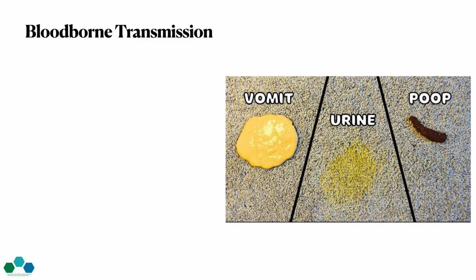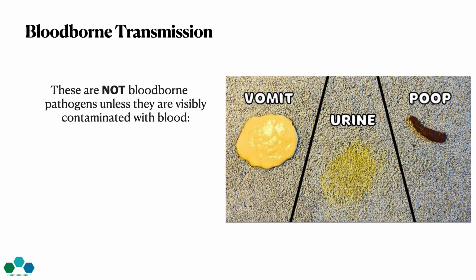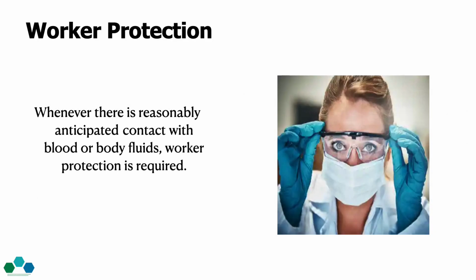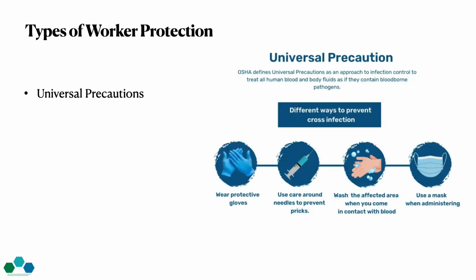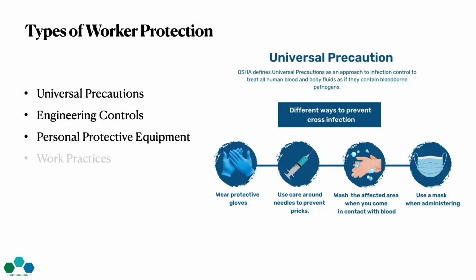Bloodborne pathogens are not in vomit, urine, or feces, unless they are contaminated with blood. Look for blood in vomit, urine, and feces. Worker protection must be made where there's reasonably anticipated contact with blood or bodily fluids. Types of worker protections include universal precautions, engineering controls, general PPE, work practice controls, and the hepatitis B vaccine.